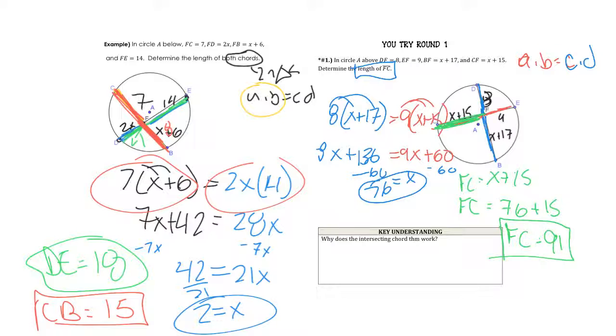So I would pause, turn and talk to your partner. Why does that intersecting chord theorem work? Why do we multiply those 2 pieces and set them equal to the other 2 pieces? All right, so let's bring it back. Why does that intersecting chord theorem work?